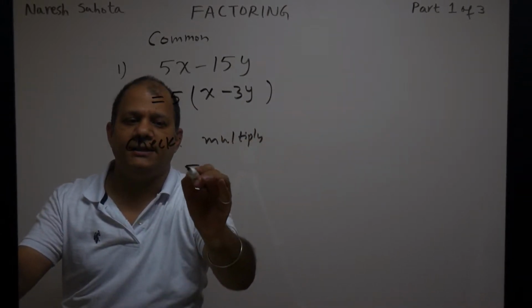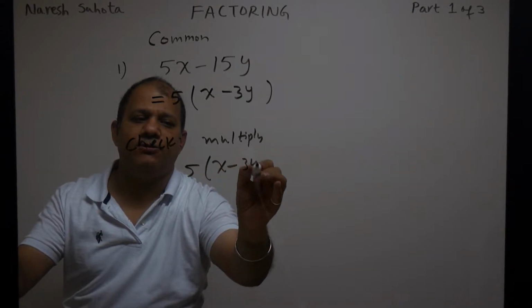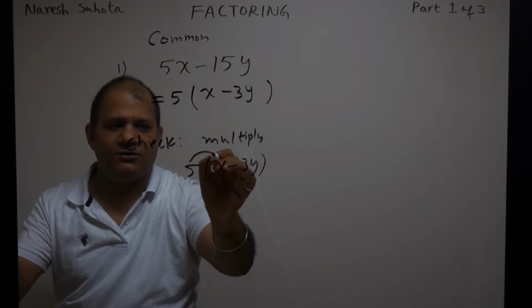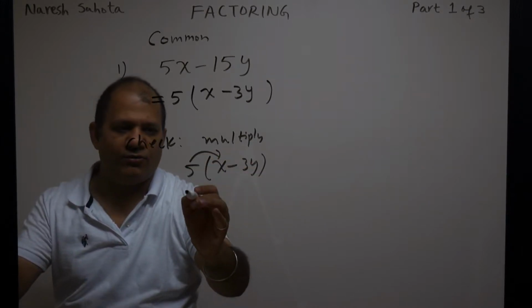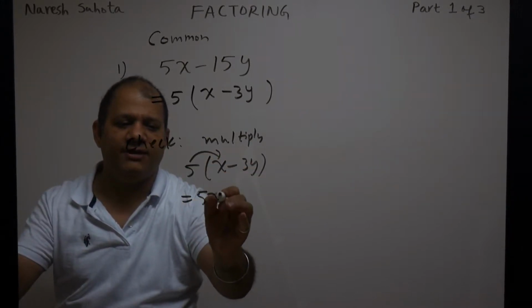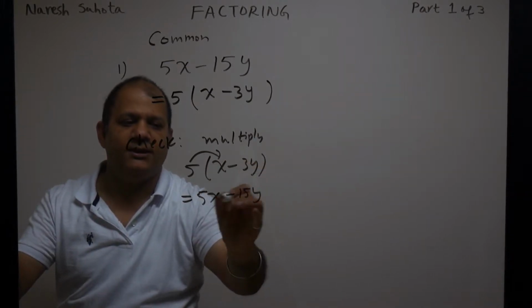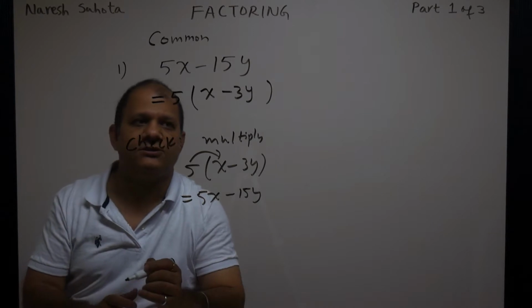So multiply this answer. So 5 times x minus 3y. Multiplication is easier than factoring because multiplication is moving forward, right? So 5 times x is 5x. 5 times negative 3 is negative 15, times y is y. You see? So that's how you can check your answer.